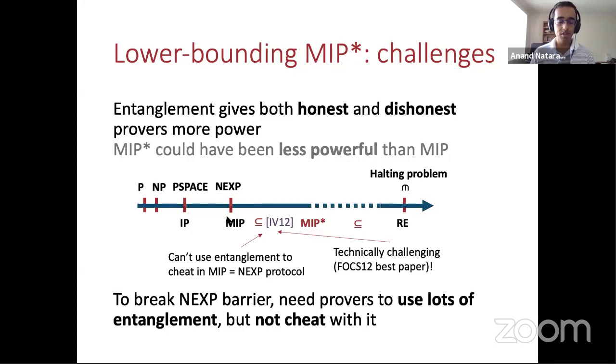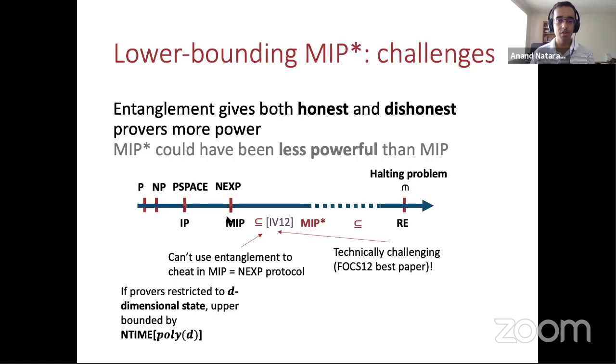And more quantitatively, we can say the following. If you remember from the previous slide about the upper bound, I said that if the provers are restricted to having a d-dimensional state, then we have this upper bound that's like NTIME of poly in d.